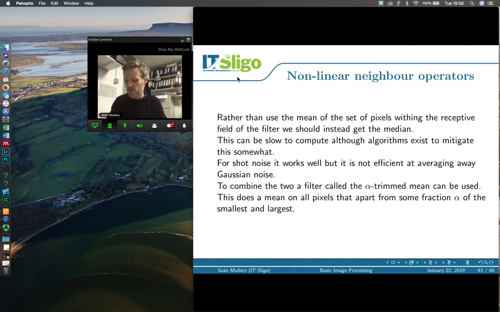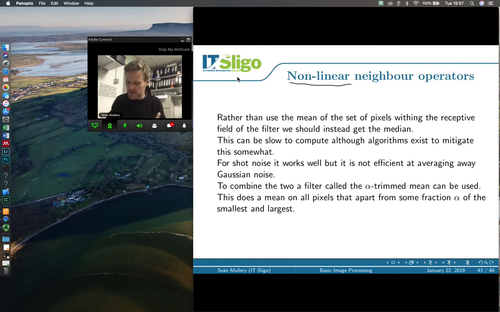So for shot noise it works well, but it's not an efficient way of averaging ordinary Gaussian noise. So we've now got these different operators that work very well with different noise, and the problem is we don't always know what we're going to be dealing with, so that can be a bit of a problem. As well as that, this is a non-linear operator, so it's not always reversible, and it requires more of an algorithm than a simple calculation.